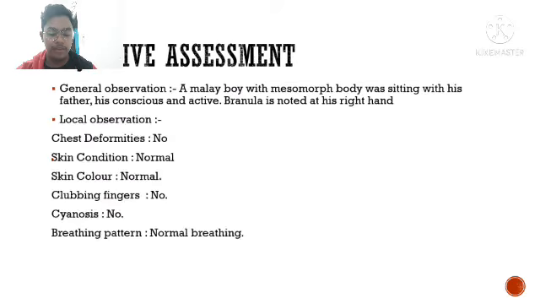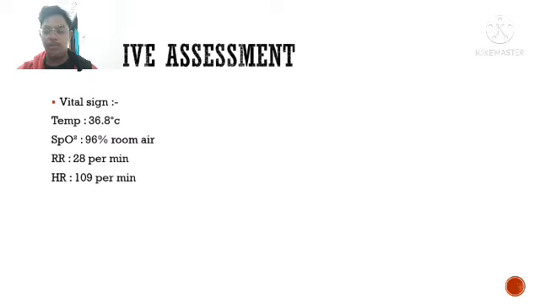For the objective assessment, general observation: a Malay boy with mesomorph body was sitting with his father, conscious and active. Branula is noted at his right hand. For local observation, chest deformity is none. The skin condition and color are normal, no clubbing fingers, no cyanosis, and the breathing pattern is normal. For vital signs, the temperature is 36.8 Celsius, the oxygen saturation is 96 percent on room air, the respiratory rate is 28 per minute and the heart rate is 109 per minute.